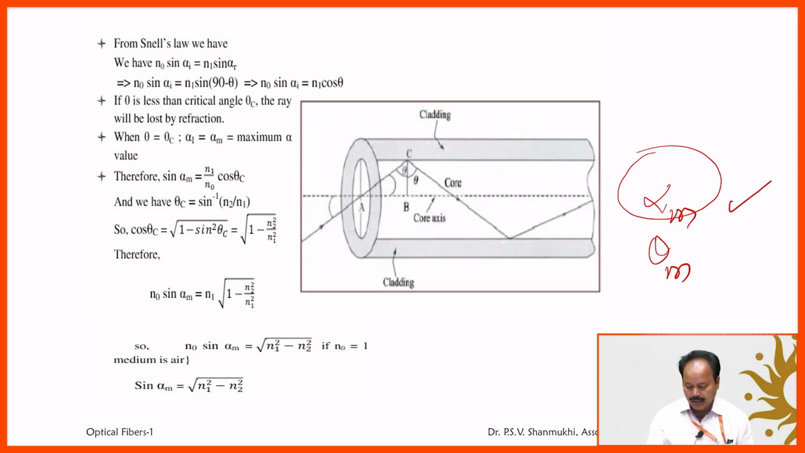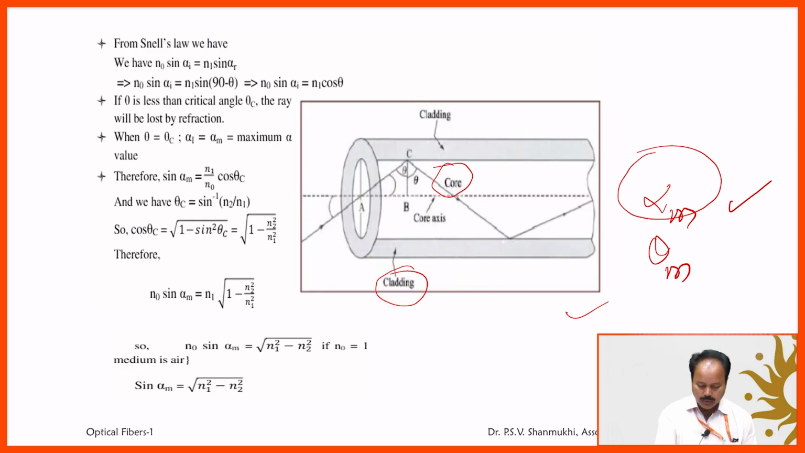Anyhow, we are going to derive the expression for this alpha m, the acceptance angle. Coming to the diagram in this figure, the inner cylinder is denoted by the core, and the outer one is taken as the cladding. The sheath or buffer is not required here; it provides only mechanical strength to the cable. Now observe, wherever there is a reflection and refraction, we can apply Snell's law.